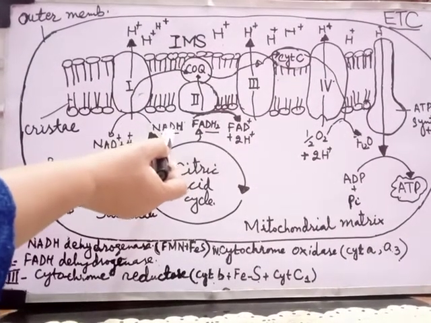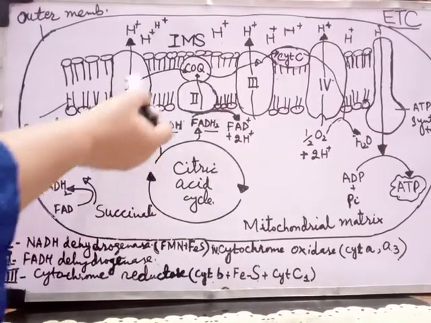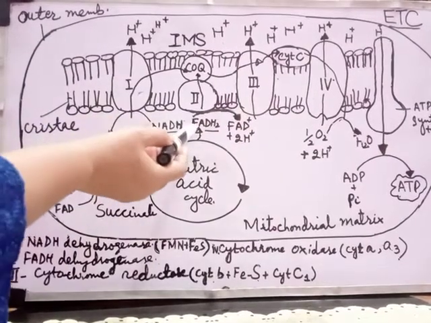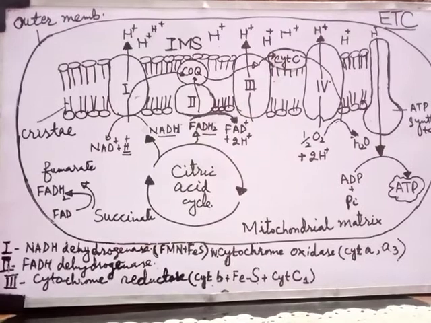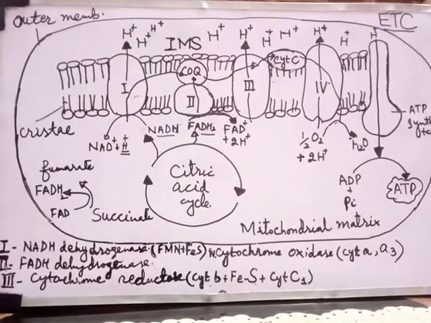And you can see that as a result of conversion of NADH into NAD, 3 ATPs are produced, while because of FADH2, 2 ATPs are produced. So this is all about the electron transport chain.